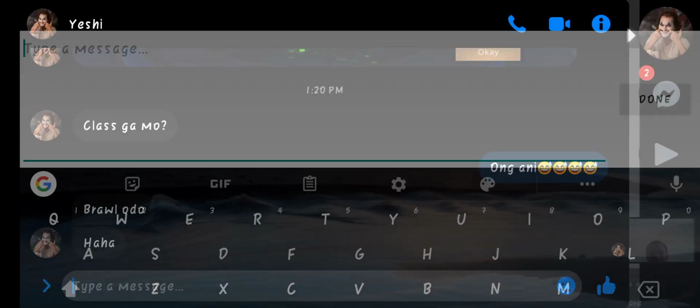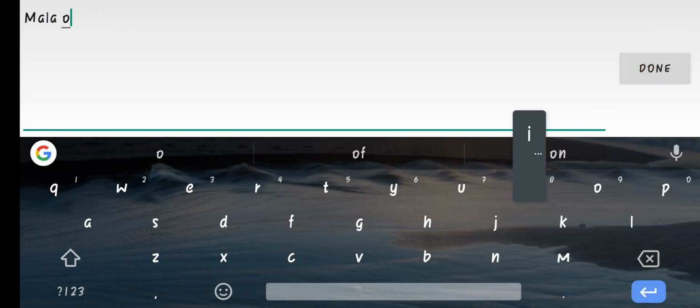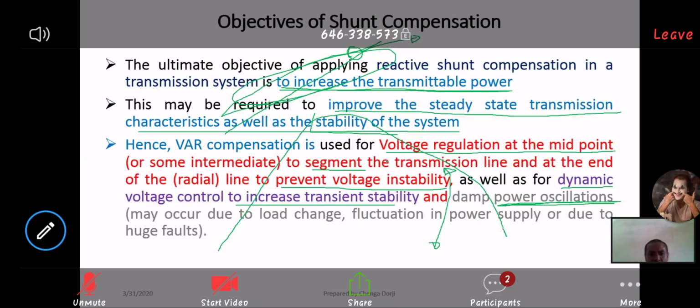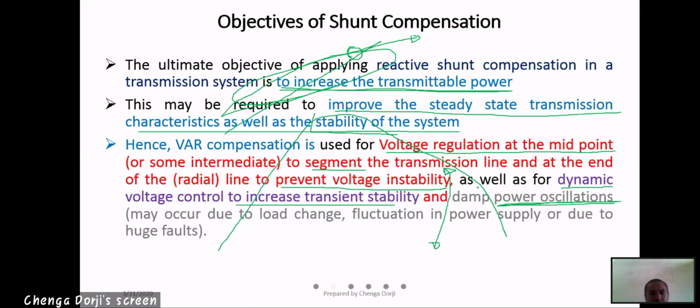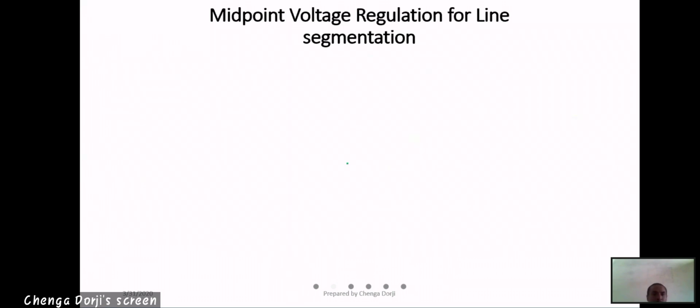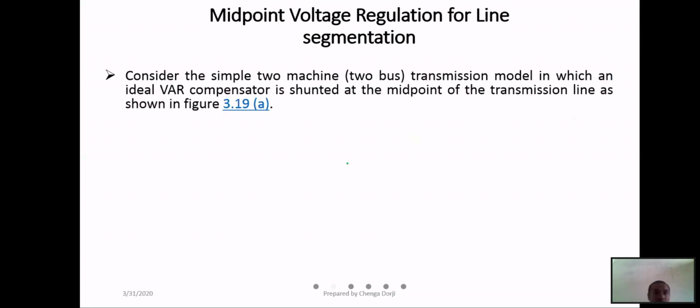So stability is done. Now here we will go into detail, using midpoint compensation for the transmission line segmentation. So the first one is midpoint voltage regulation for line segmentation. Consider a simple two machine system.